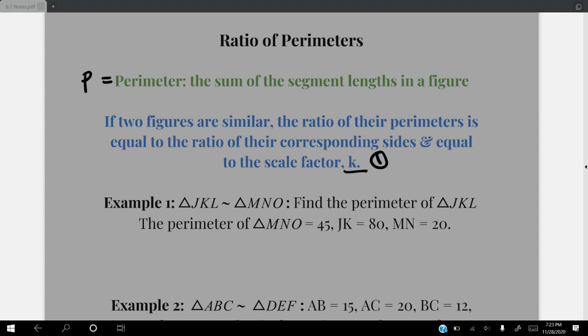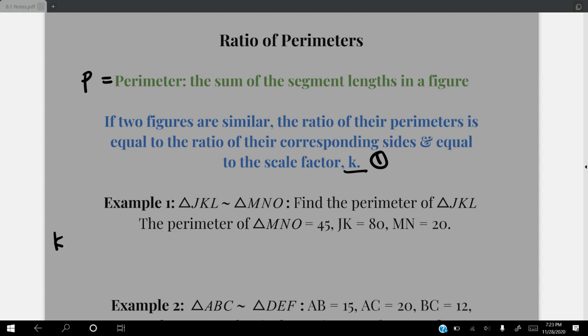So in our first example, we have triangle JKL is similar to triangle MNO, and we're trying to find the perimeter of triangle JKL. The perimeter of MNO, it tells us, is 45, the side JK is 80, and the side MN is 20. So again, we're going to always solve for the scale factor first.